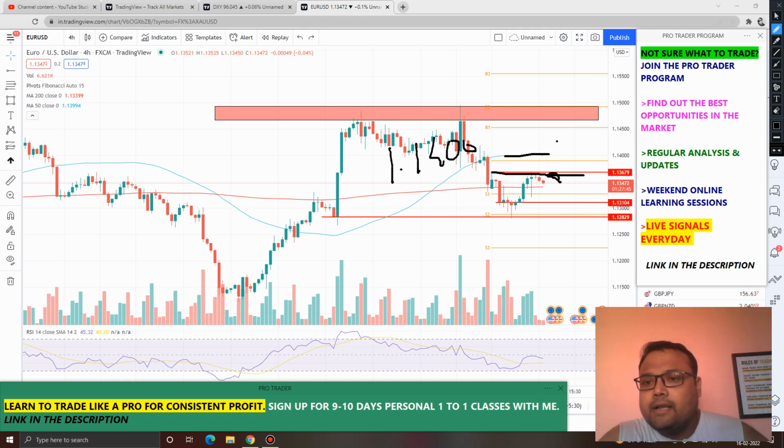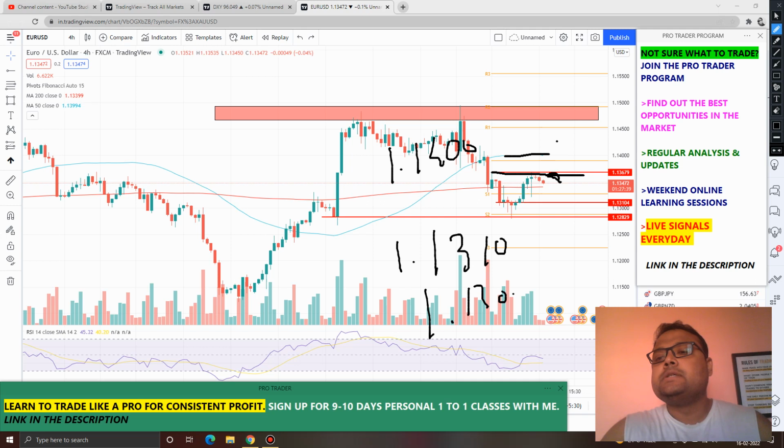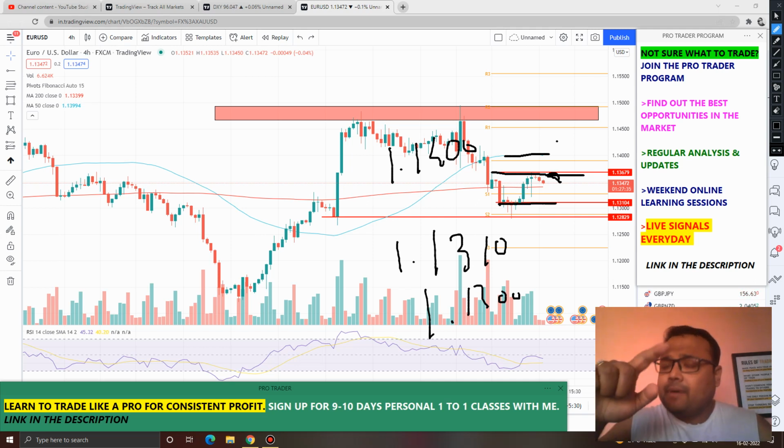And on the other hand, if the market comes down to 1.1310 to 1.1300, at this level we can expect a bounce. If we see price bouncing from this level, we can take a buy position as well. So these are the levels that I see on the chart of Euro USD for today.